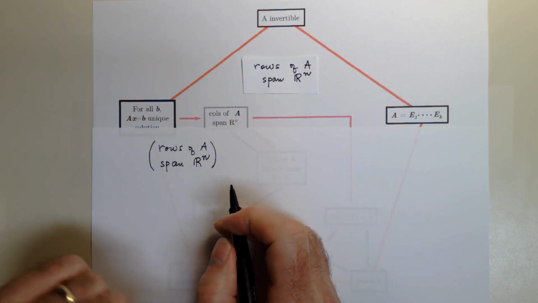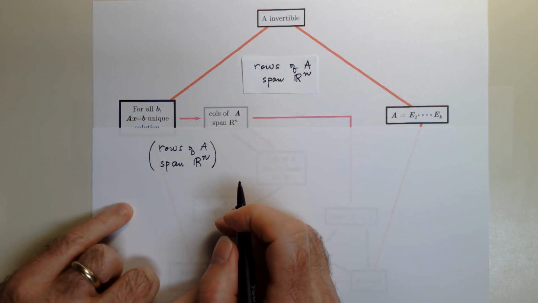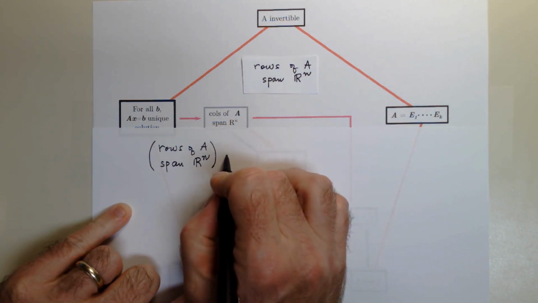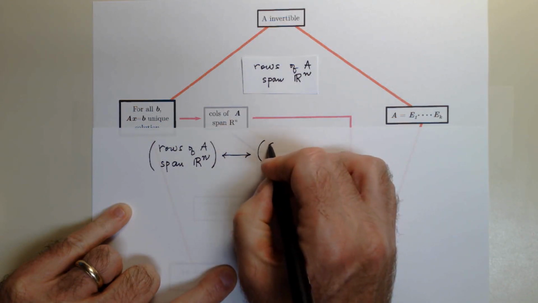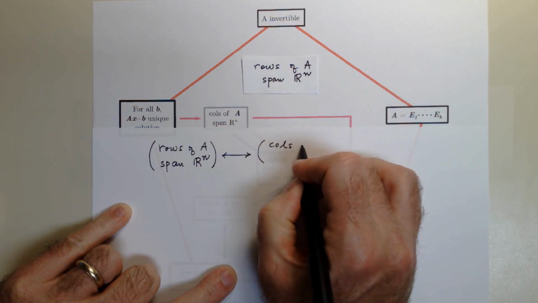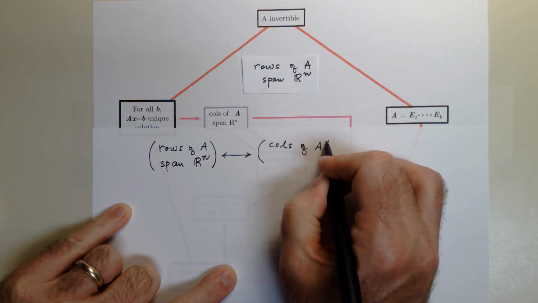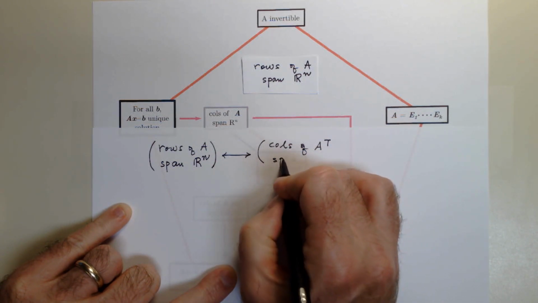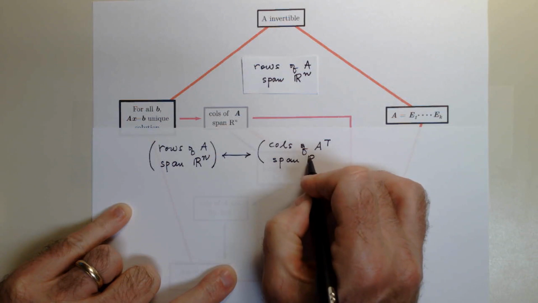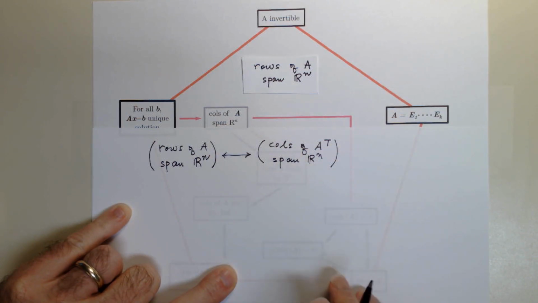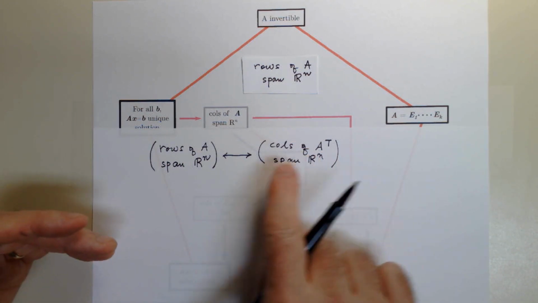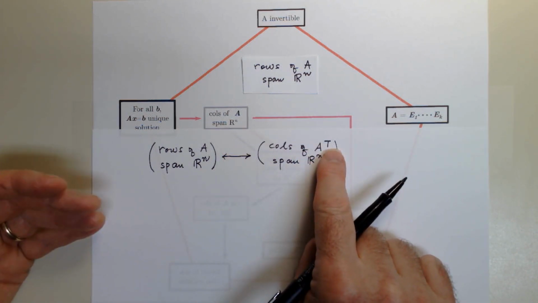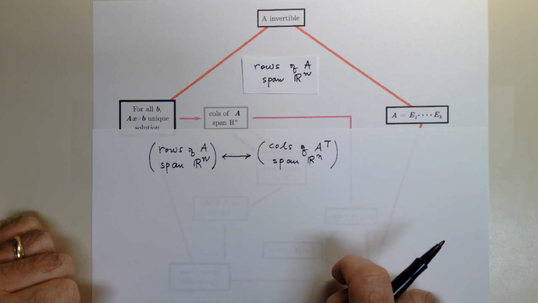Now, since the rows of A are the columns of the transpose of A, this statement is absolutely equivalent to the columns of A transpose span Rn. Now, at this point, what I want you to imagine is, since A is an n by n matrix, so is A transpose. A transpose is an n by n matrix.